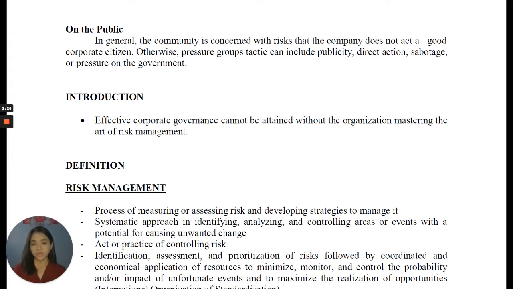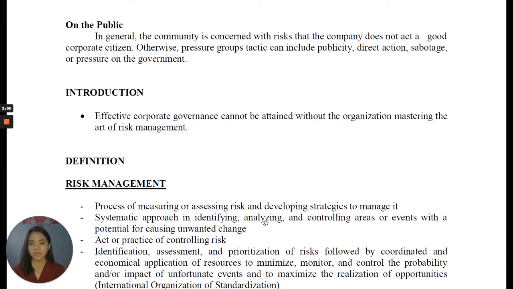We've already mentioned risk management as we discussed the SEC Code of Corporate Governance. And as I've told you, ngayong final term tayo magkakaroon ng mas detailed na discussion. So there could be no effective corporate governance if the organizations fail to manage risks. In addition to compliance with the legal requirements, the top management should consider adequate knowledge of risk management.